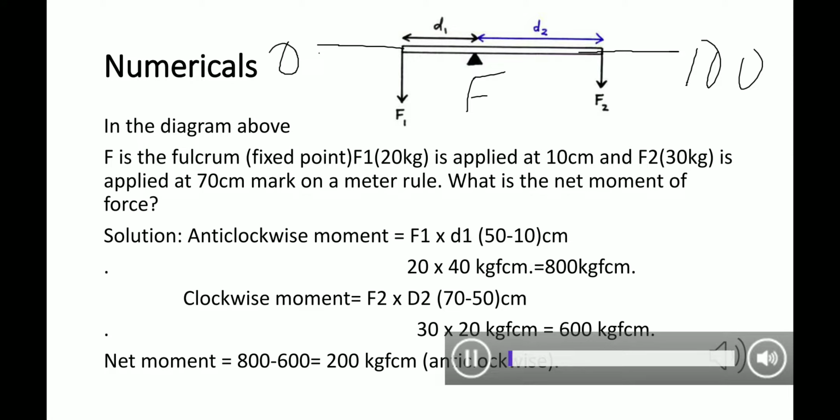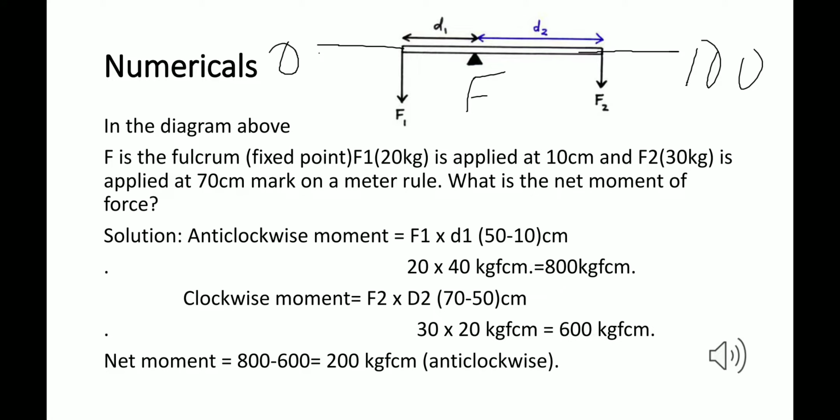Now in this slide we have a numerical. Most of your numericals are based on meter rule only. Meter rule, that is 100 centimeter ruler. So in this diagram we can see that there is a meter rule. It is fixed. You can see that triangle, that is the fulcrum, that is a fixed point.